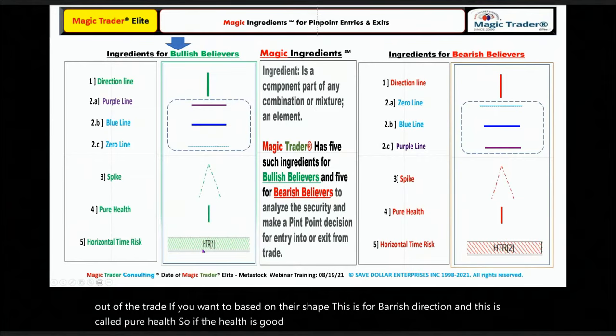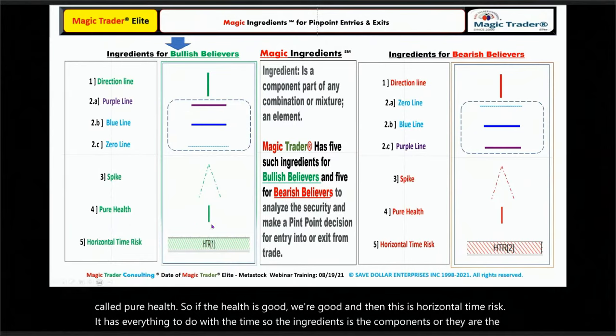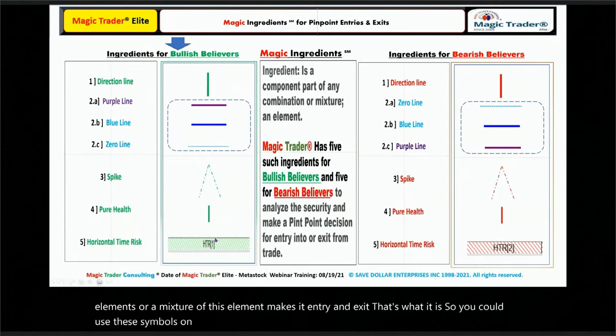And then this is horizontal time risk. It has everything to do with the time. So the ingredients are the components, or the elements, or a mixture of these elements that makes the entry and exit. That's what it is. So you could use the symbols on a chart and make a decision right away.